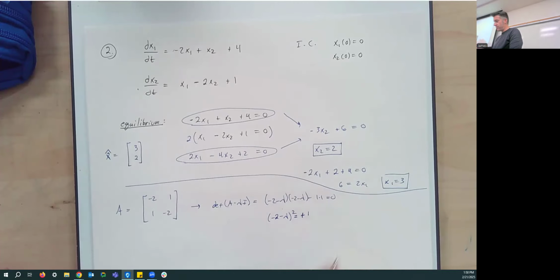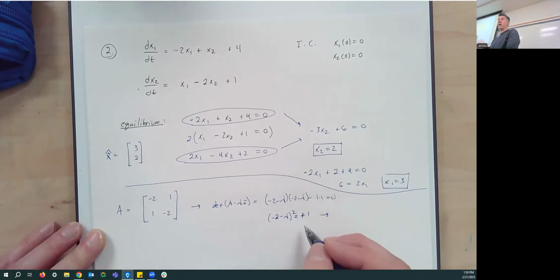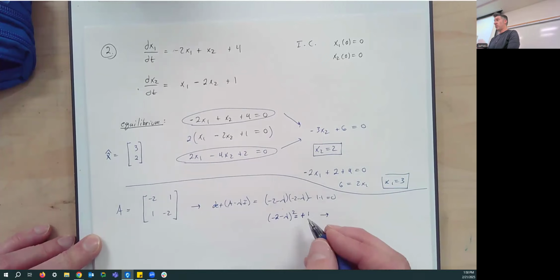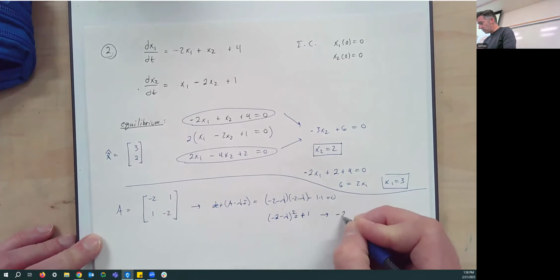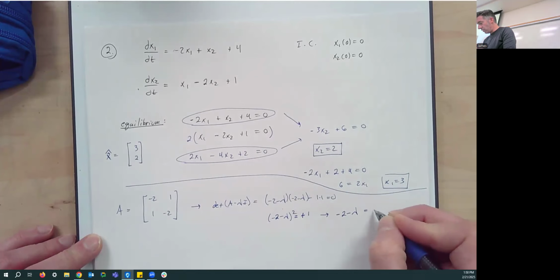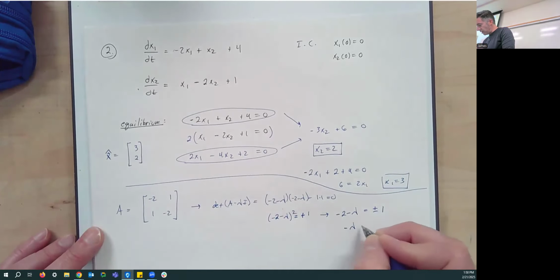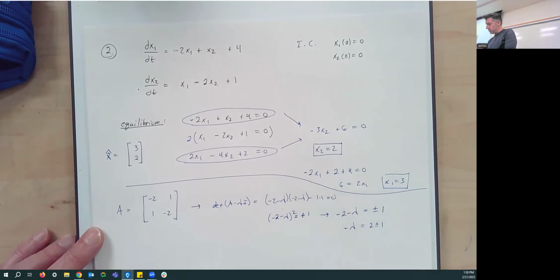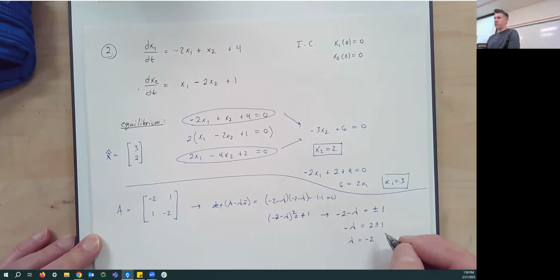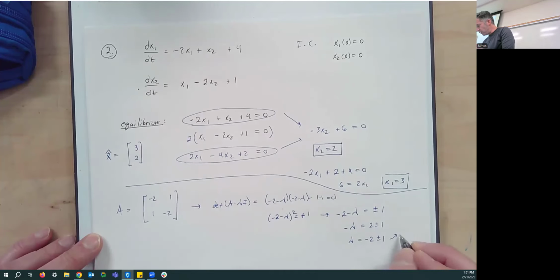Equals positive 1. And then you can square root both sides and say, whether it's a positive or a negative, right? If it's negative, you can square root both sides and get imaginary results. But here we're going to get that negative 2 minus lambda is equal to plus or minus the square root of 1, which is 1. And then we can solve for lambda and say negative lambda equals 2 plus or minus 1. So lambda is equal to negative 2 minus plus 1, which is still the same as plus or minus 1. So we get negative 2 plus 1, which is negative 1, and negative 2 minus 1, which is negative 3.